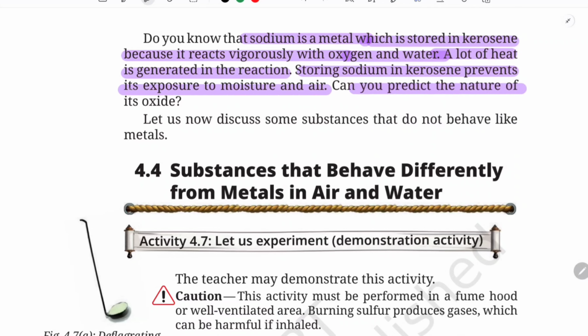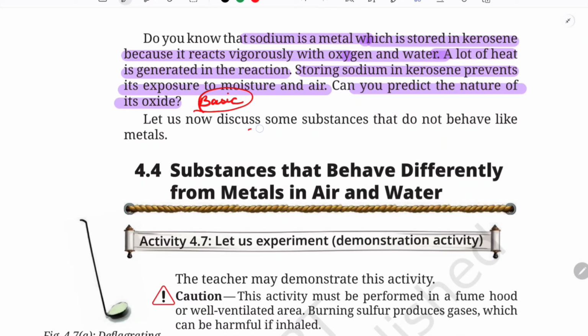Can you predict the nature of its oxide? So what will be the nature of this oxide? Just now what we have learned is that oxide of all metals is basic in nature. So here oxide of sodium will be what? It will be basic in nature.